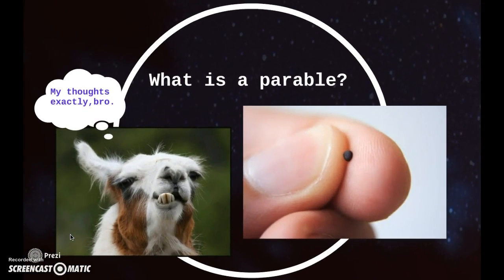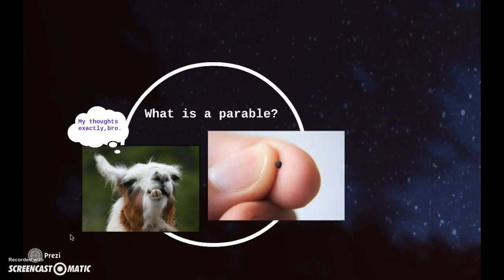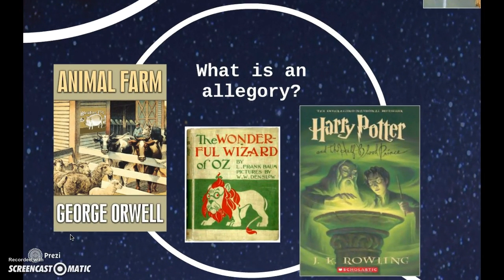So first I would talk about a parable and its purpose. Our friendly little goat here on the left relates to a Persian parable about a man that taught a goat to agree with him. On the right, we have a tiny mustard seed out of the well-known biblical parable. Then we go into allegory and talk about some of the allegories the students may be familiar with, such as Animal Farm, The Wizard of Oz, and Harry Potter.